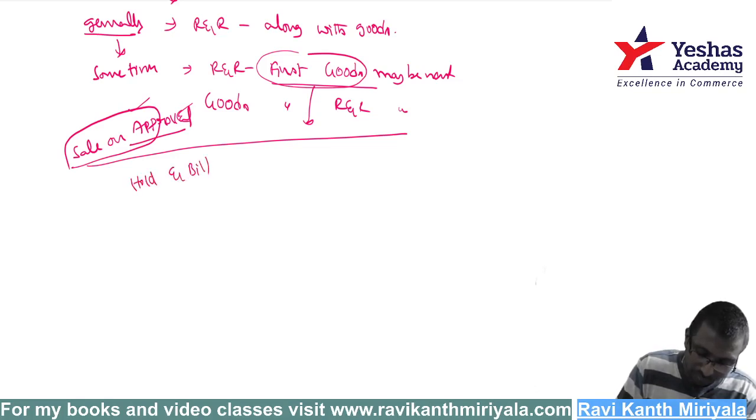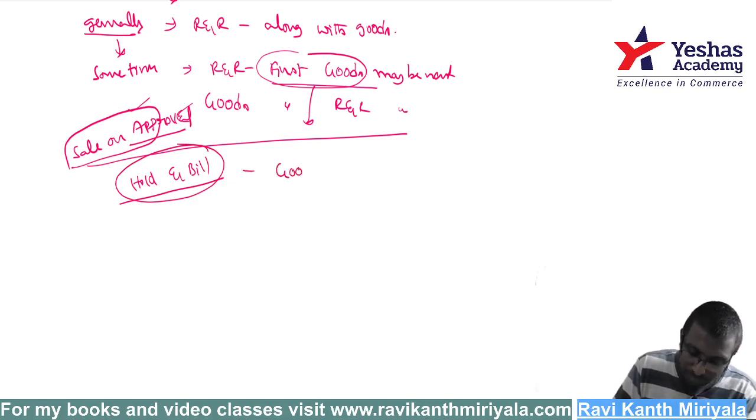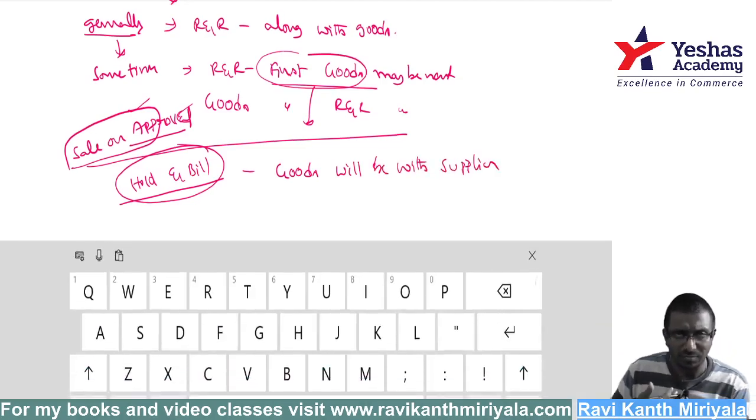Okay, invoice and bill and hold, or something. Hold and bill, anything, it doesn't matter. What is this hold and bill, sir? Goods will be with me. Goods will be with the supplier. I'm the supplier. I have the goods.